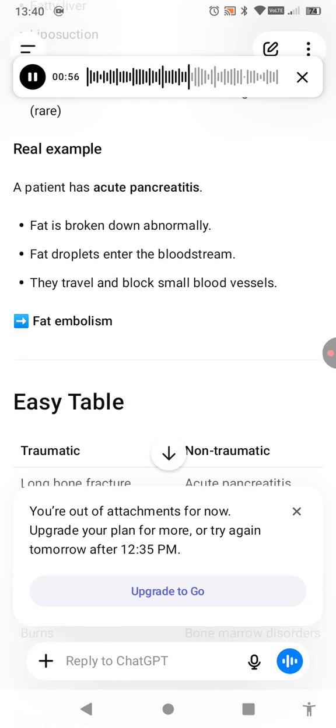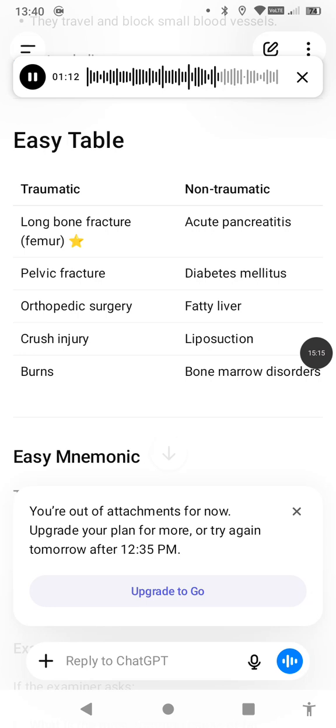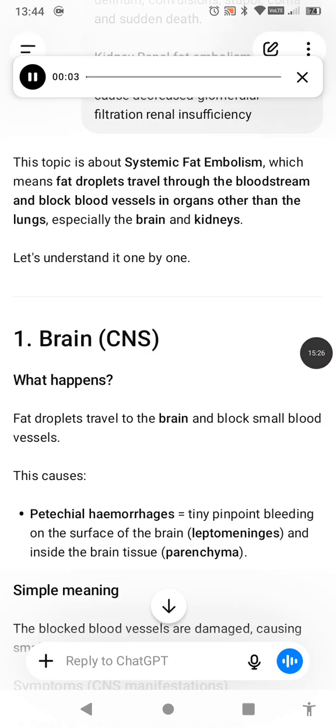Real example, a patient has acute pancreatitis, fat is broken down abnormally, fat droplets enter the bloodstream, they travel and block small blood vessels. Fat, easy table: femur, acute pancreatitis, pelvic fracture, diabetes mellitus, orthopedic surgery, fatty liver, crush injury, liposuction, burns, bone marrow disorders. Droplets travel through the bloodstream and block blood vessels in organs other than the lungs, especially the brain and kidneys.